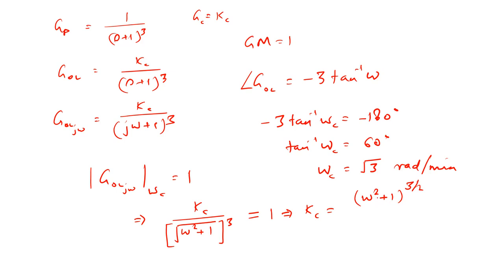That's it. And omega is 3 plus 1. So 3 plus 1... 3 plus 1. Kitna hua yaar? 4. 4 to the power 3 is 64. Square root is 8. So Kc, at a Kc of 8, you get sustained oscillations. This is the ultimate gain.